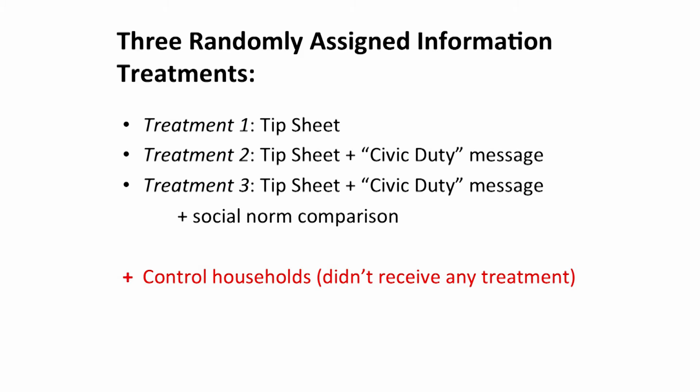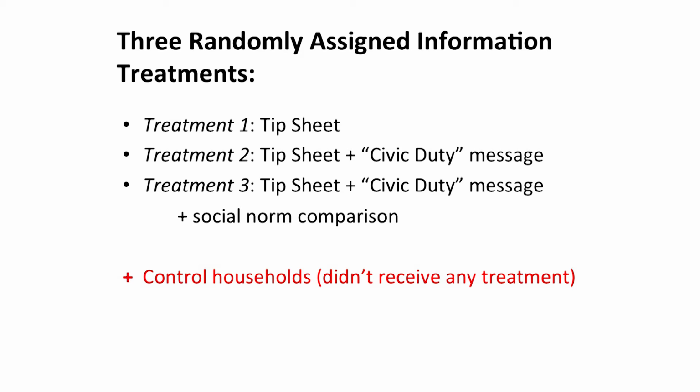The research team divided their sample into 4 groups of households. The first group received just factual information on how it could save water. This information was called a tip sheet because it provided tips on how to save water. The second group received the tip sheet plus a civic duty message designed to persuade the household to conserve water because it was the right thing to do.